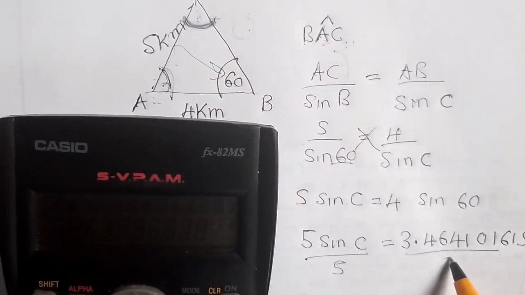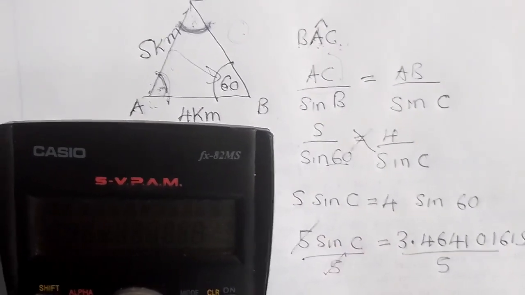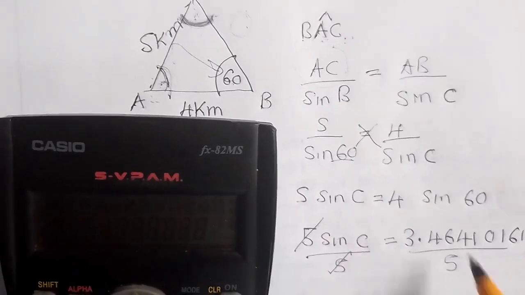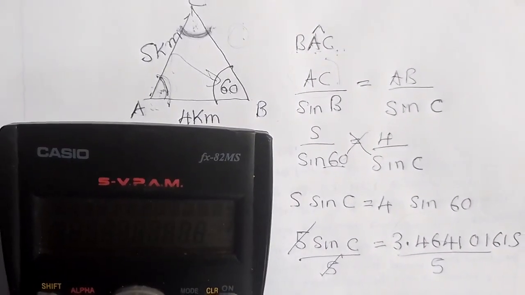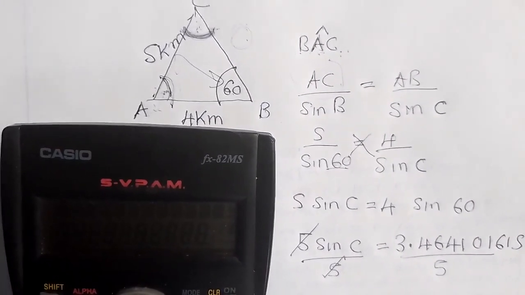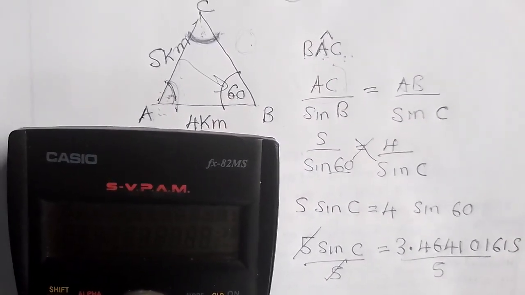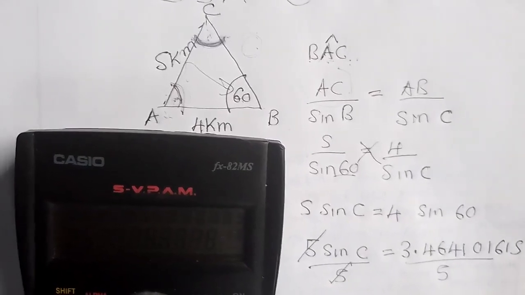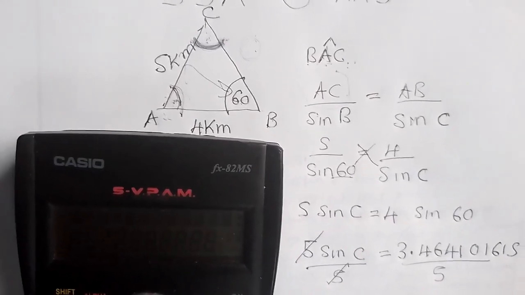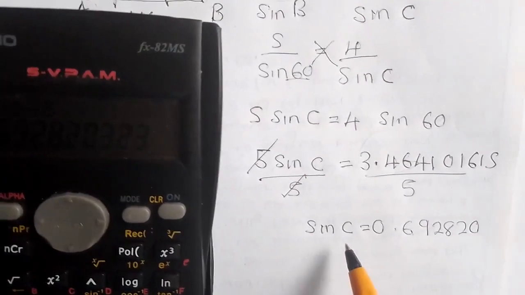Then you divide both sides by 5 here. So 5 cancelled. You remain with sine C is equal to what? This answer is displaying on my calculator, so I'm just going to divide by 5, like that. So my answer is 0.69280.